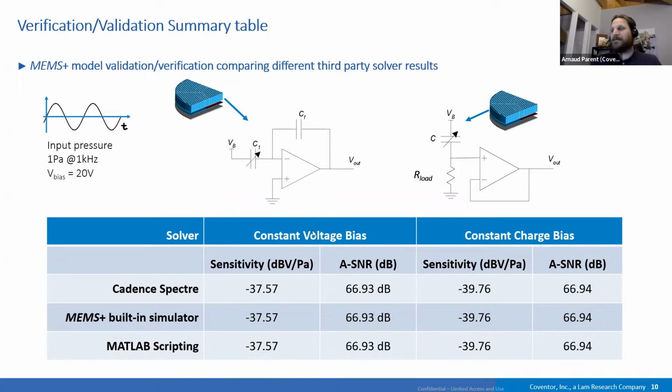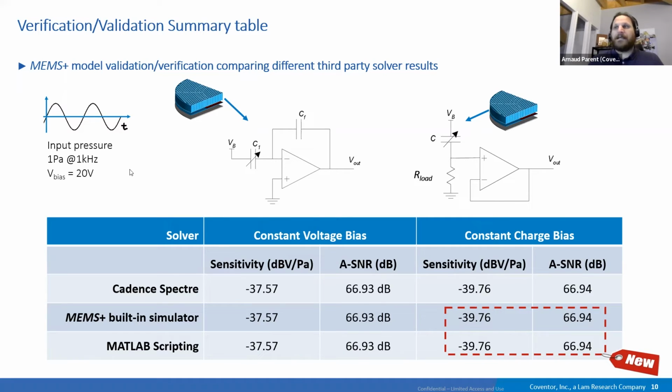But keep in mind that microphone designers could be interested in sensitivity, but they prefer having a more linear output rather than a bigger sensitivity. So constant charge bias is the mode that is used in microphones, and those results here are basically new. It was not possible before to do it in MATLAB or the MEMS Plus built-in simulator. So that is the new possibility in the built-in simulator of MEMS Plus: to apply charge biasing to a model.